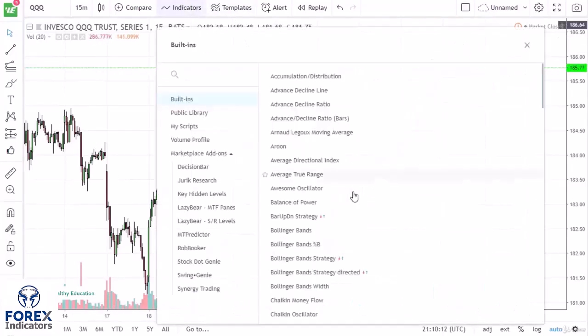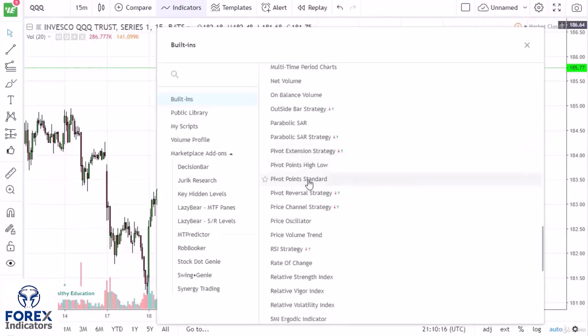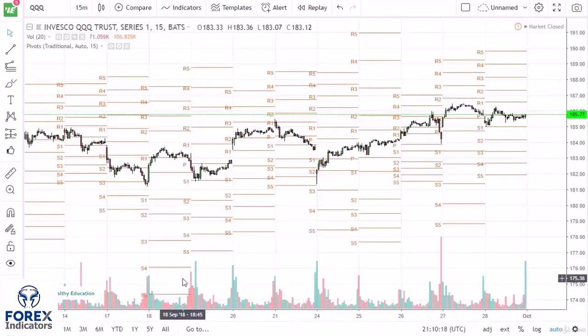So I'm going to click indicators. I'm going to go to pivot point standard. And the thing about pivot points is I think they're somewhat reliable, but they should never be used by themselves. Now, they can be used much like a Fibonacci retracement or extension, in the sense that they give you a suggestion as to where you should be looking.